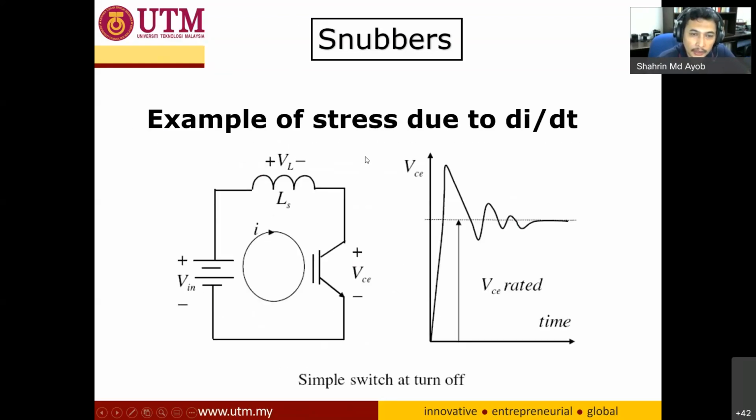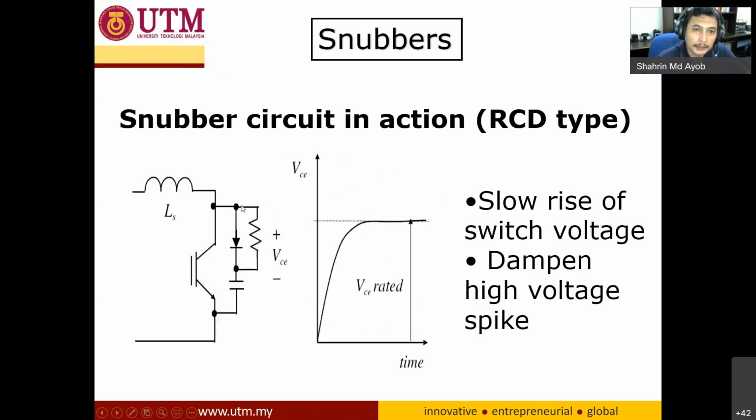Okay. So this is actually the snubber circuit. As you can see, we have a transistor here, and to make this transistor operate at a very safe condition, we need to put an extra circuit in parallel with each switch. This circuit is connected in parallel with each switch.